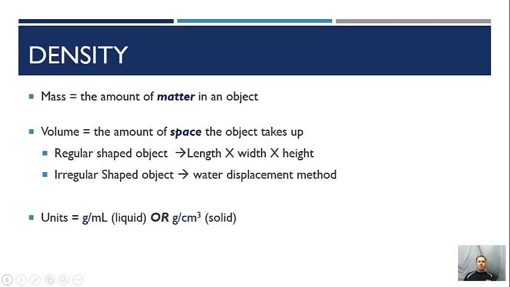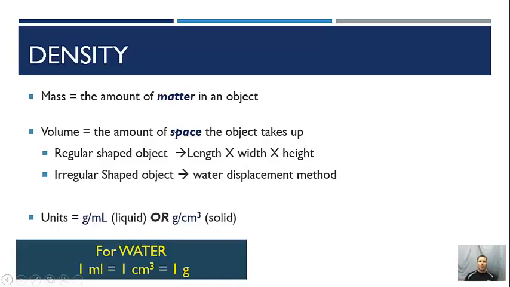Now I'm going to give you the magic equation. There are two things that you really need to know about density and water. First of all, for water, 1 milliliter of water is equal to 1 centimeter cubed, which is equal to 1 gram.